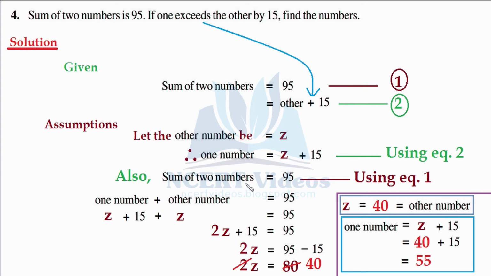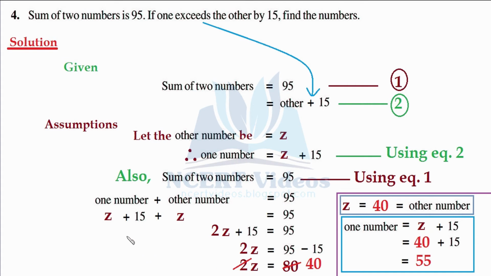So what would be the sum of two numbers? It would be one number plus other number, because two numbers are participating, and that equals 95. We are just writing the expressions for the statements. So what is one number? Using equation 2, we derived one number equals z plus 15. So we wrote one number as z plus 15, this plus as it is. And what is the other number? The other number, we assumed it to be z. So we wrote z. That equals 95.